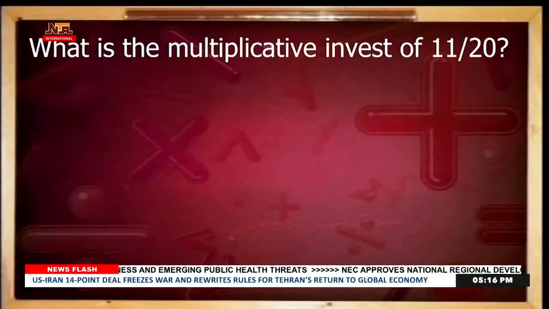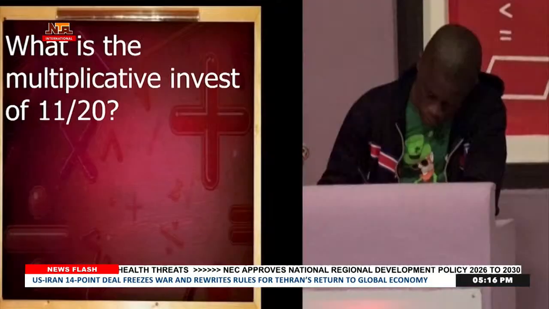Contestant B, your question. Question 3. What is the multiplicative inverse of 11 all over 20? That is 20 over 11. That is correct.